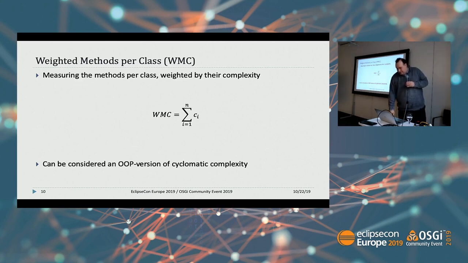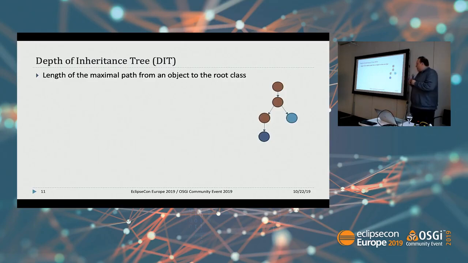So, in some sense, this is the OOP version of cyclomatic complexity that is adjusting for the specific properties of classes and their role. The next metric is the depth of inheritance tree metric, right? So for every class, you essentially count the maximal path from an object to the root class. And again, the maximum here is primarily because they did that for C++ originally, right? Where you have multiple inheritance and therefore multiple competing classes, path potentially to the root class.